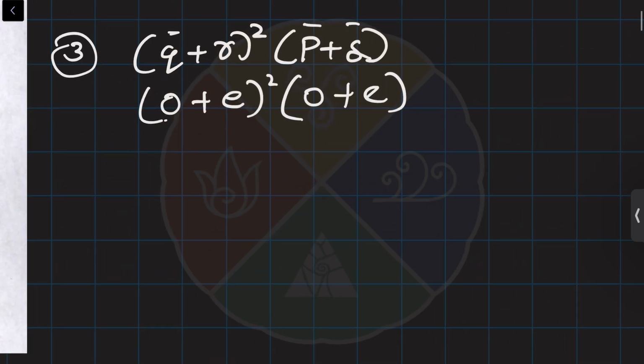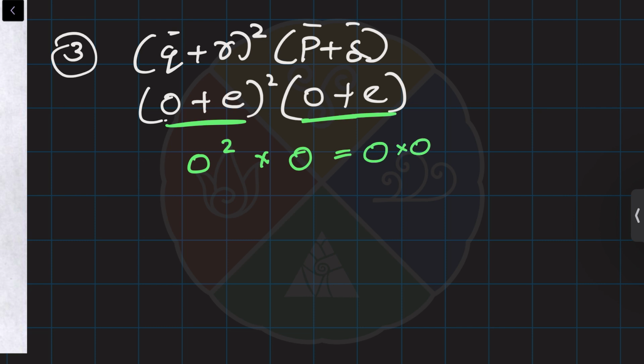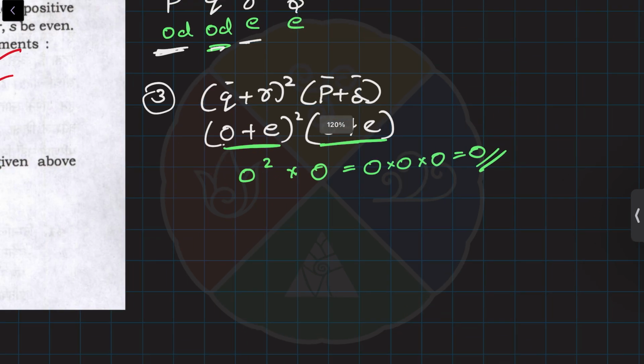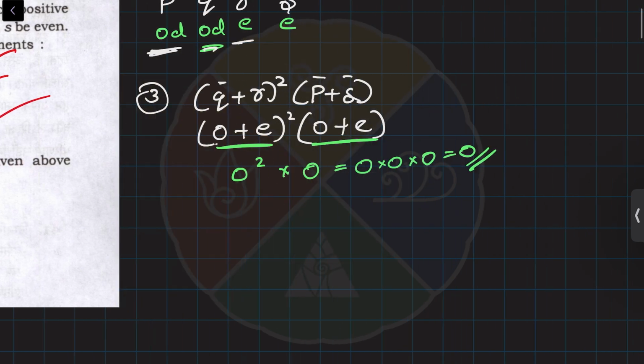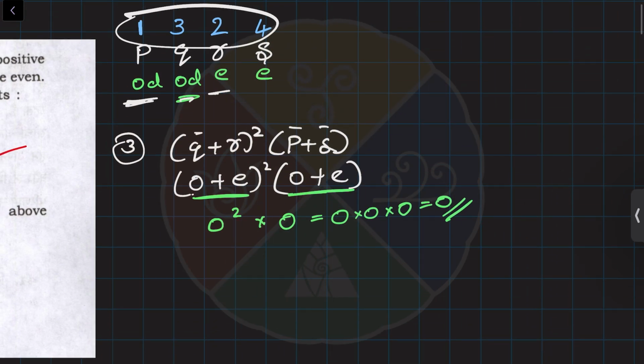See, now if you look at this, you will see odd plus even is odd. Odd square into (odd plus even) is odd. Odd square into odd is simply odd into odd into odd. When multiplication is happening, odds don't have any 2's in them, so your result is also going to be odd. So this is always odd. That is also true. You can also substitute the values and check.